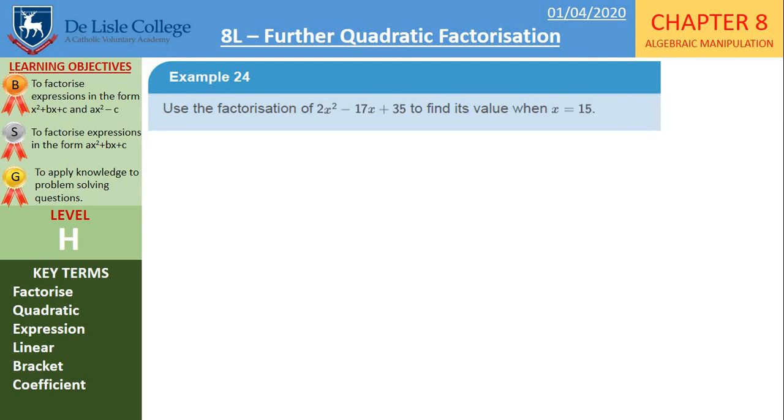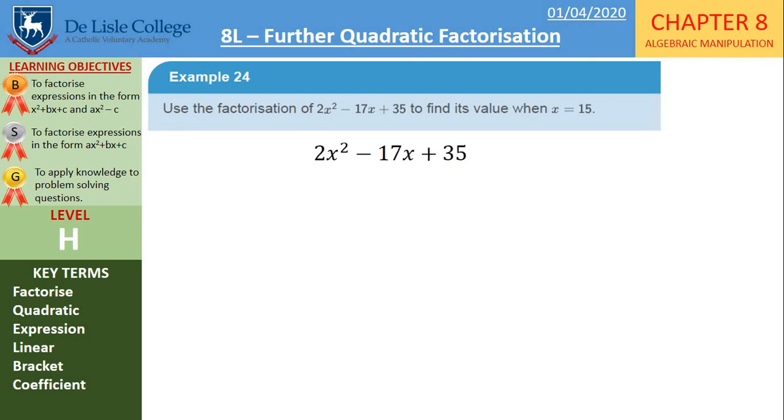So now we're going to have a look at a little bit of problem solving with this. So it says use the factorisation of 2x squared take away 17x plus 35 to find the value when x is 15. Now our first instinct might just be to substitute x into that, but that could be more tricky. And it also does say use the factorisation. So if you're told to use the factorisation, you must use the method you are told to follow.